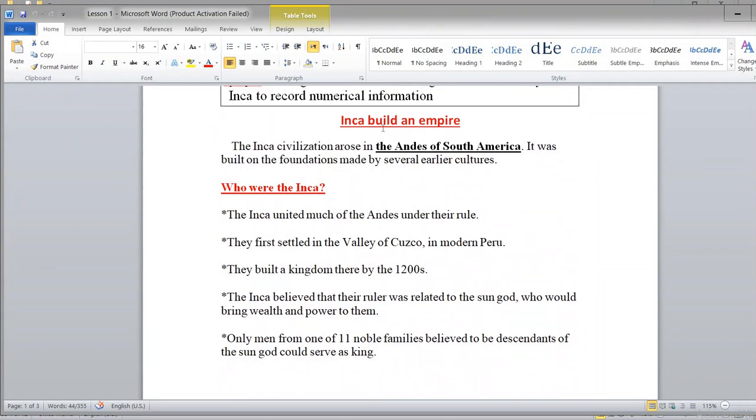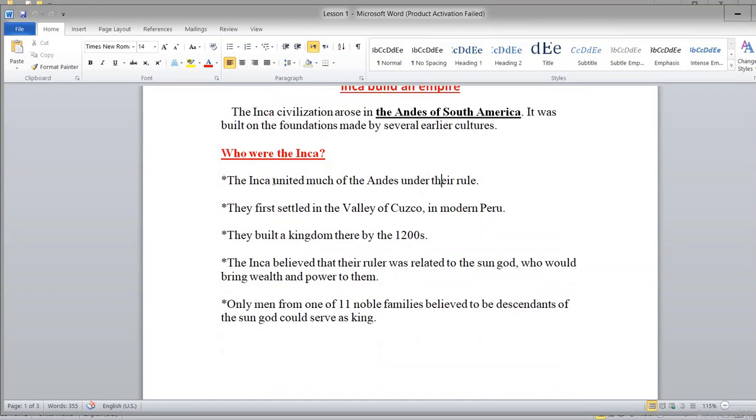Now let's talk about how the Inca built an empire. The Inca civilization arose in the Andes of South America. It was built on the foundations made by several earlier cultures. Who were the Inca, Miss Ola? According to the video that we already watched together, the Inca united much of the Andes under their rule.